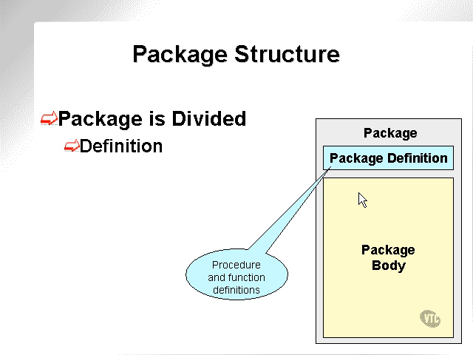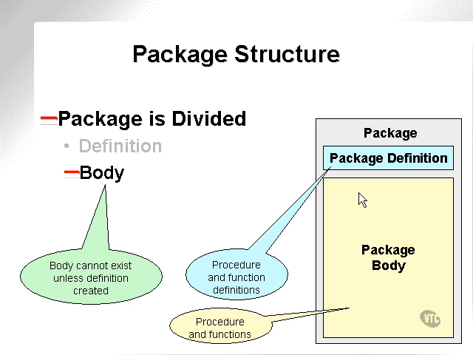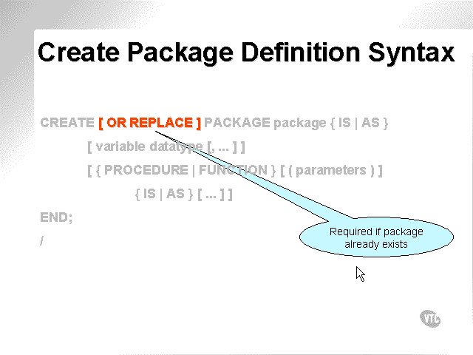Packages have a very specific structure. A package is divided into a definition section and a body section. These are two distinct pieces of code. We'll see an example in a minute. The body can't exist without the definition, unless the body has absolutely nothing in it. The definition defines procedures and functions and potentially global variables, and the package body contains the actual code for those procedures and functions. Here's the create package definition syntax.